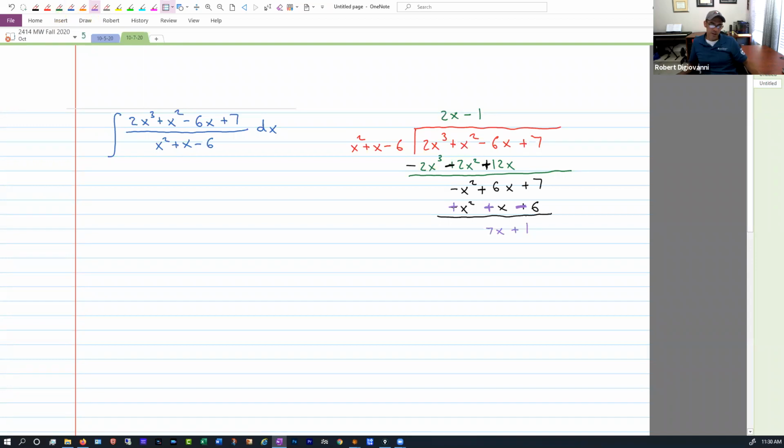And that's where we have to stop, right? Because we can't turn the x squared into 7x. So this will be my remainder. So I put plus the remainder over the divisor. Okay, so let's see where we are. Integral. This now becomes 2x minus 1.